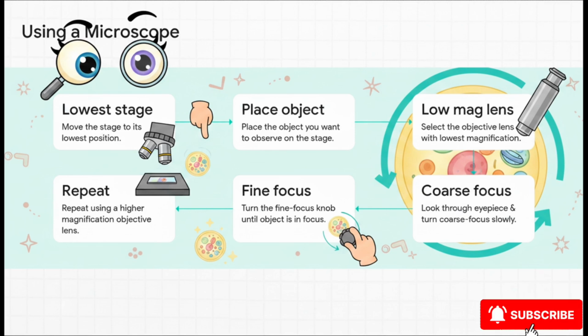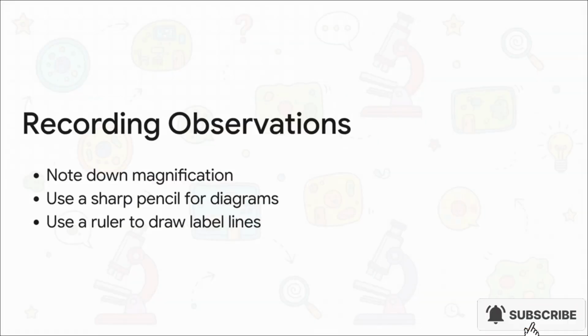From there, look through the eyepiece, slowly turn that coarse focus knob until the object appears, and then dial it in with the fine focus knob. Once you've got it perfectly in focus, then you can safely switch to higher magnifications to see the object in much greater detail. But hold on, a scientist's job is never done just by looking.